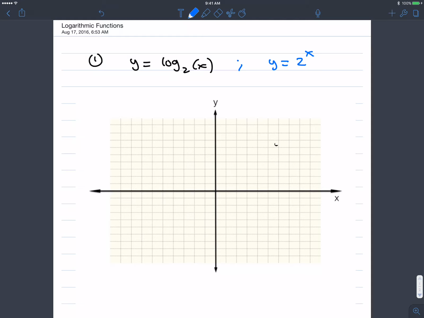If we were to graph this function 2 to the x, let's notice that when x is 0, y is 1, and when x is 1, y is 2, and when x is 2, y will be 2 squared, which is 4. When x is negative 1, we get 1 half, and then negative 2, and so on. So the exponential curve will look something like this. Essentially, trying to sketch this neatly on an iPad isn't so easy. But this is the exponential curve 2 to the x.